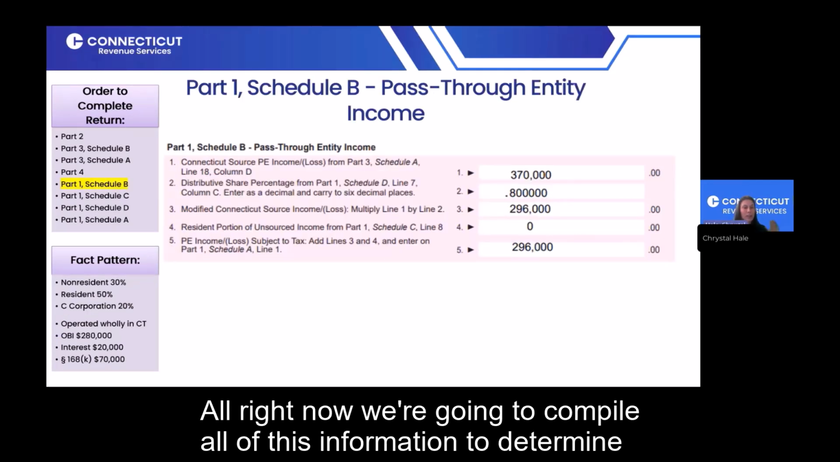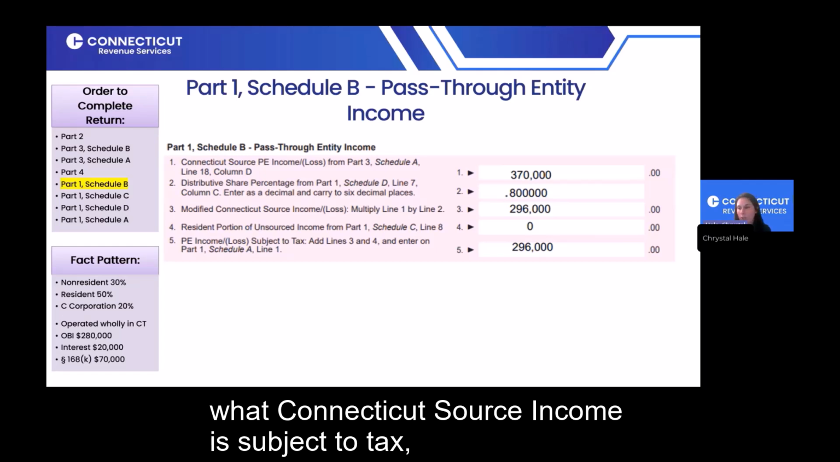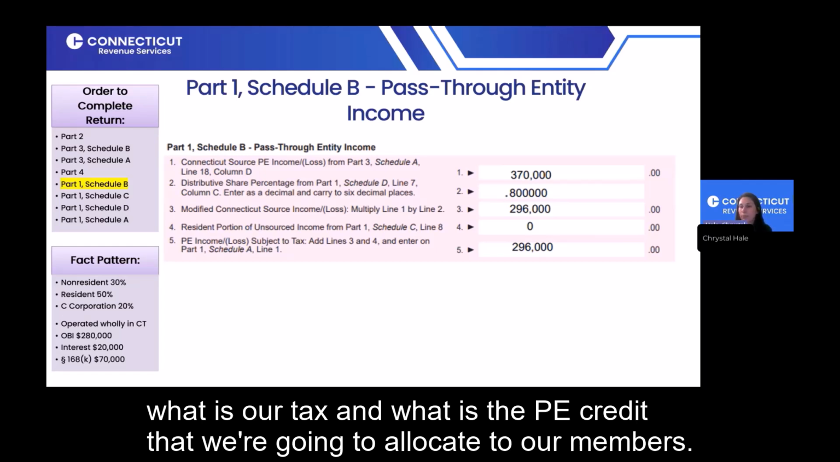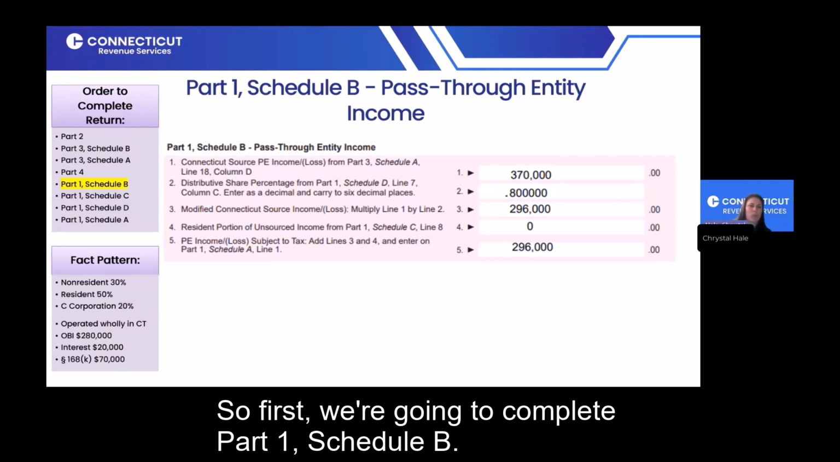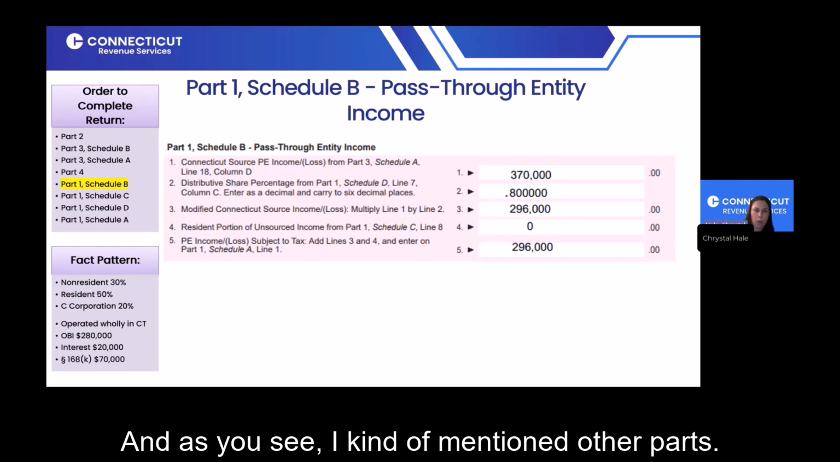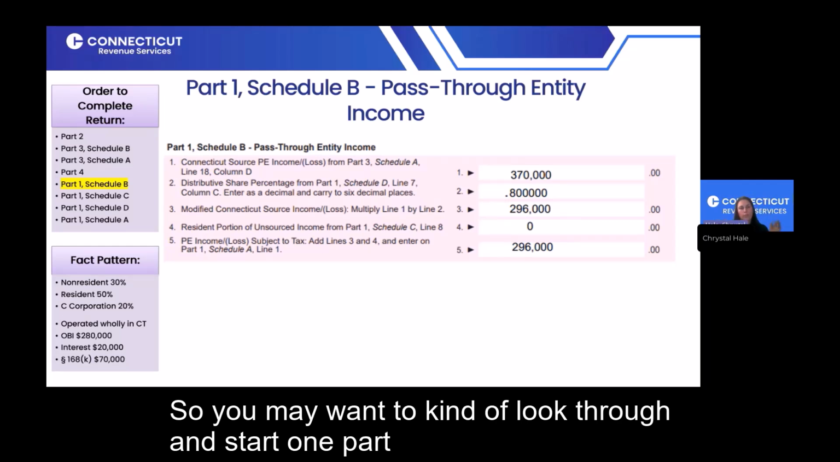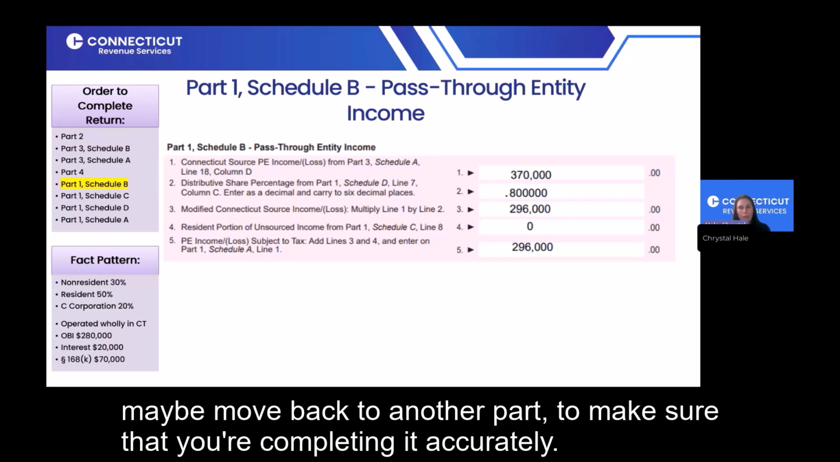All right, now we're going to compile all of this information to determine what our Connecticut source income subject to tax is, what our tax is, and what the PE credit is that we're going to allocate to our members. So first we're going to complete Part 1, Schedule B. As you see, I mentioned other parts, so you may want to look through and start one part, maybe move back to another part, to make sure that you're completing it accurately.